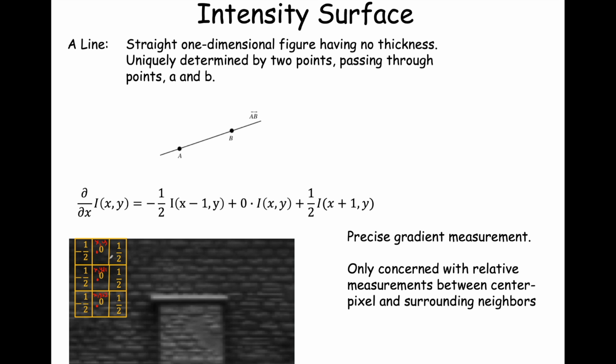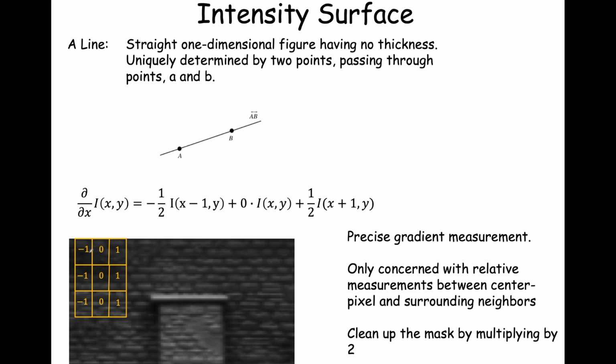Okay, and so this gives you a precise gradient measure, and this particular convolution mask that we present by replicating the one-dimensional convolution mask 3 times along the x direction, we're not concerned about the actual gradient between the left point and the right point around the center of this mask. We're more concerned about the relative measurement between the center pixel and the surrounding pixels to the left and to the right, or the neighboring pixels around it. And so one of the things we can do is simplify this mask.